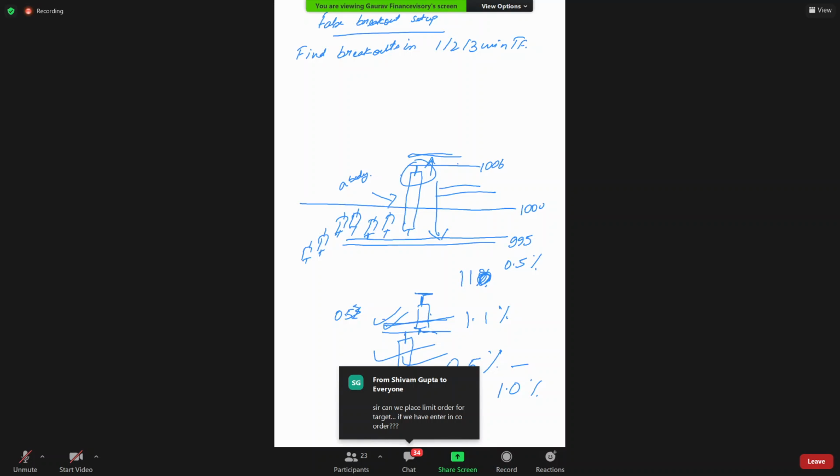Sir, can we place a limit order for target if you have to enter in a CO order? I think that doesn't work. You have to exit from the order that is in your order book.